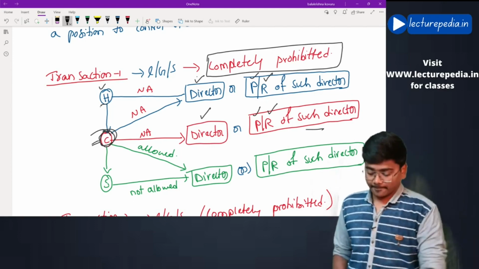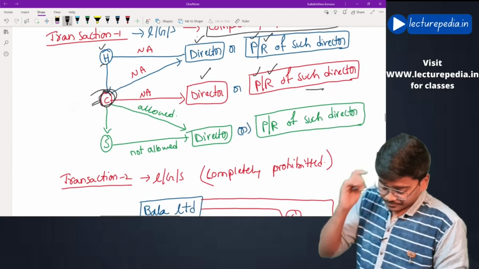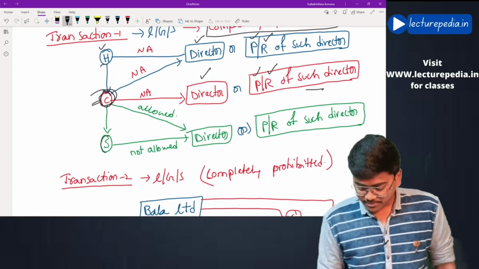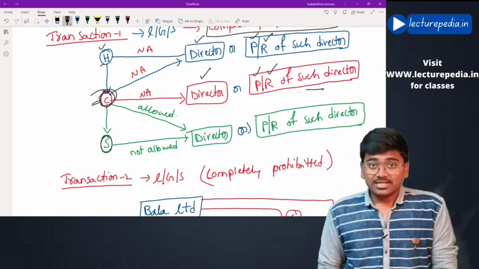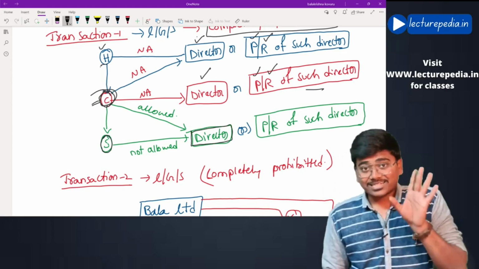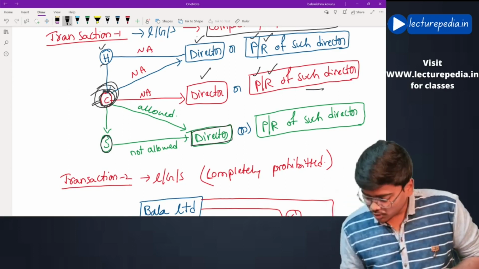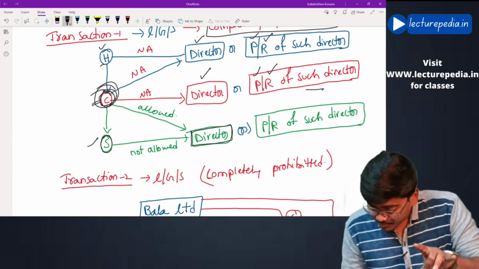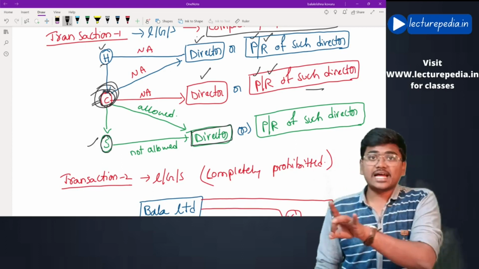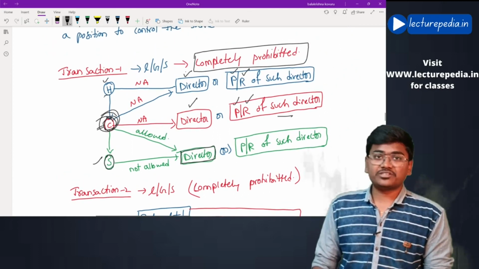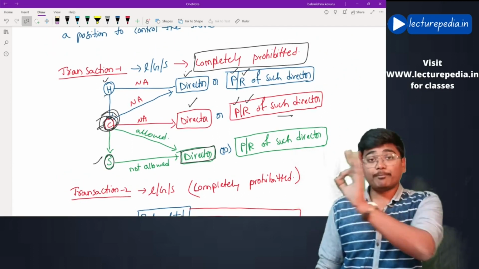Hope that is clear. But for the company there would be some subsidiaries, and in subsidiaries there will be some directors. For such directors the company can give loan, guarantee, security. However, a subsidiary company cannot give loan, guarantee, security to its own directors. Hope that is clear. This is the first transaction which is completely prohibited.